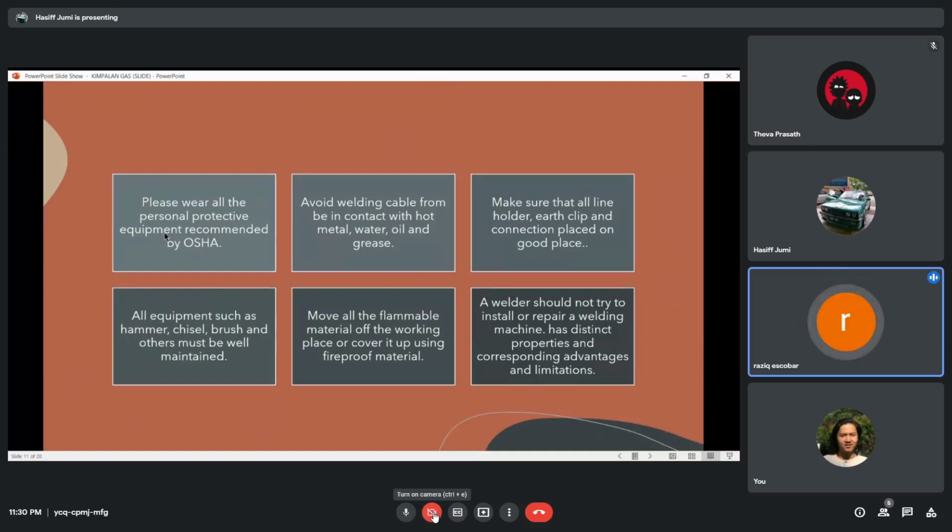all the personal protective equipment. Keep the cable from being in contact with hot metal, water, oil, and grease. Make sure that all line holders, earth clips, and connections are placed in a good place. All equipment such as hammer, chisel, brush, and others must be well maintained. Move all the flammable material out of the working place or cover it up using fireproof material. A welder should not try to install or repair a welding machine.